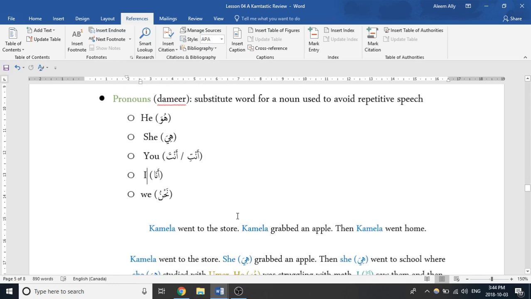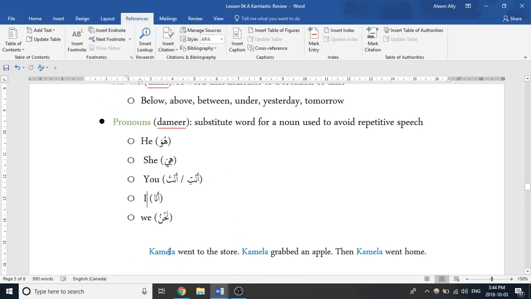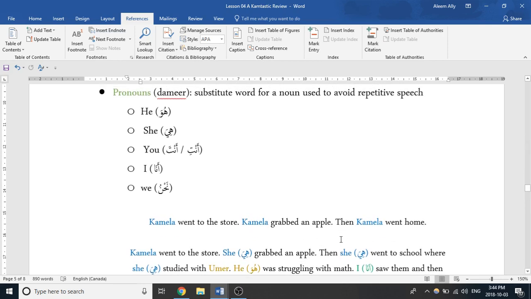So we're going to delve in a little bit deeper. So here's an example of how not using pronouns can get really repetitive. Camilla went to the store. Camilla grabbed an apple. Then Camilla went home. Right? It gets really repetitive really fast. And it doesn't sound as good as if you were to say, Camilla went to the store. She, hiya, grabbed an apple. Then she, hiya, went to school, where she, hiya, studied with Omar.